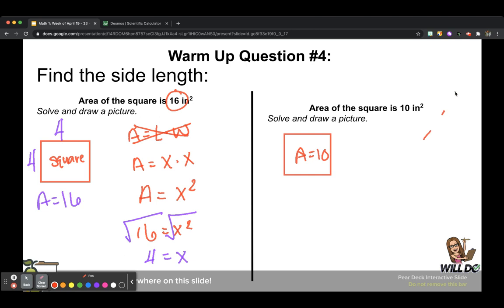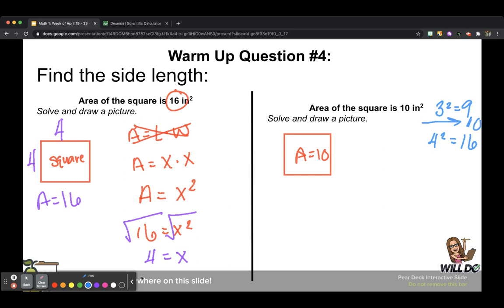As I went through the perfect squares, in our perfect squares, let me use blue, we had 1 squared, which is 1, 2 squared, which is 4. We had 3 squared, that gave us 9. And we had 4 squared, and that gave us 16. So somewhere in the middle here is going to be 10.